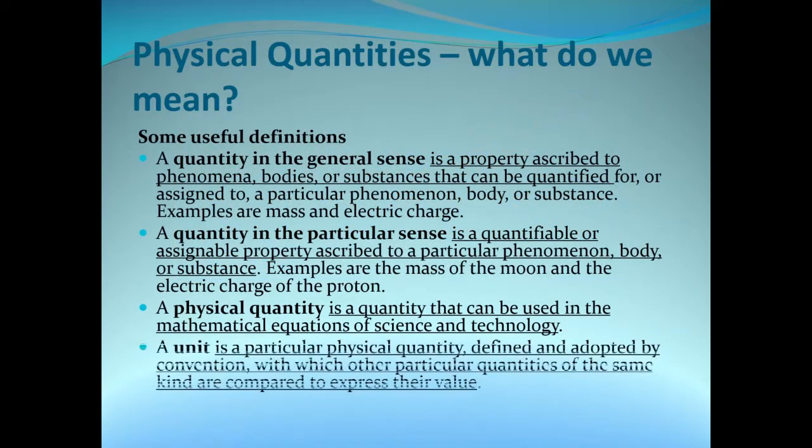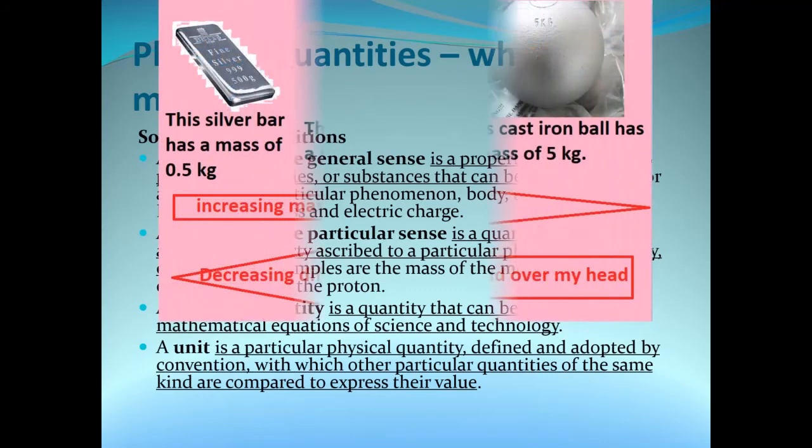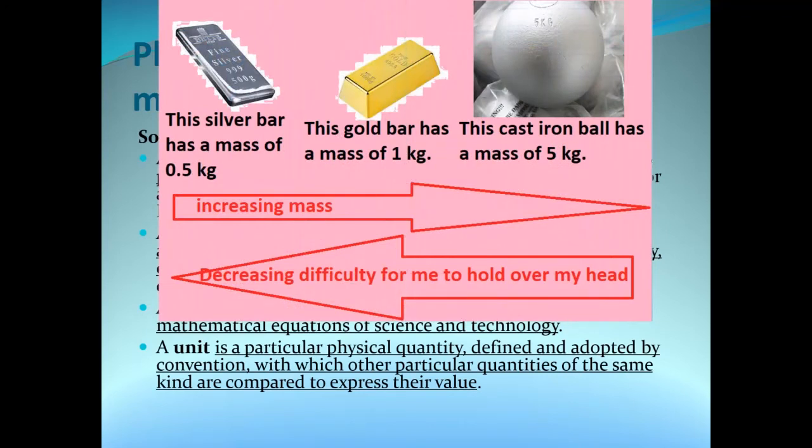Now, a physical quantity also has a unit, and that unit is defined and adopted by convention with other particular quantities of the same kind, so we can compare and express their values. Now, what do I mean by that? Okay, there is a gold bar. It has a mass of 1 kilogram. Let's say I take that as my standard. I have a silver bar which has half the mass of the gold bar, and a steel or cast iron ball that has a mass of 5 times the gold bar, so it has a mass of 5 kilograms.